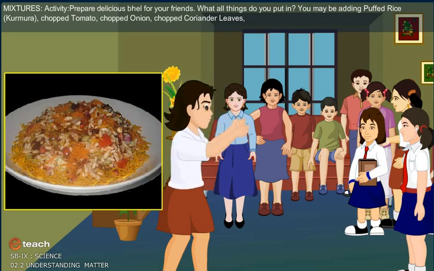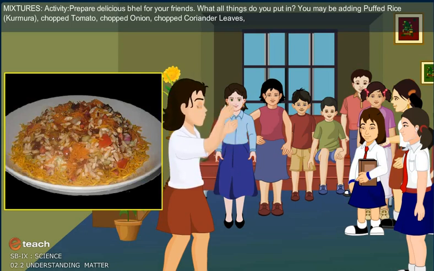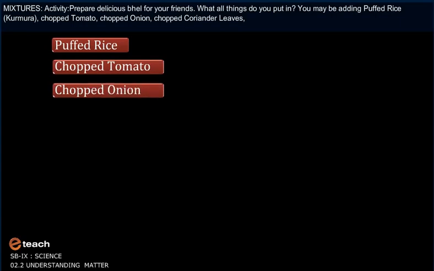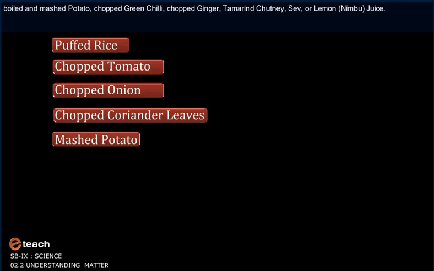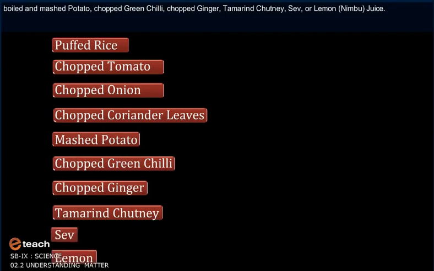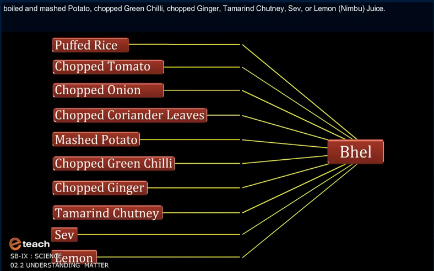Hey students, what are all the things you put in? You may be adding puffed rice, that is kurmura, chopped tomato, chopped onion, chopped coriander leaves, boiled and mashed potato, chopped green chili, chopped ginger, tamarind chutney, sev, or lemon, that is nimbu juice.